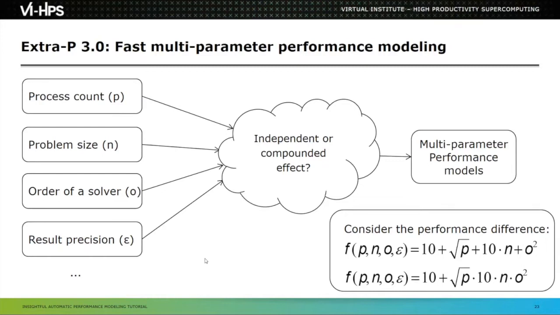Or you would maybe have an order of a solver parameter that you want to change, or you could have a result precision parameter. So now with this addition, ExtraP is able to handle multi-parameter performance models and consider basically the performance difference. So here down you can see an example for a model with even 4 parameters.